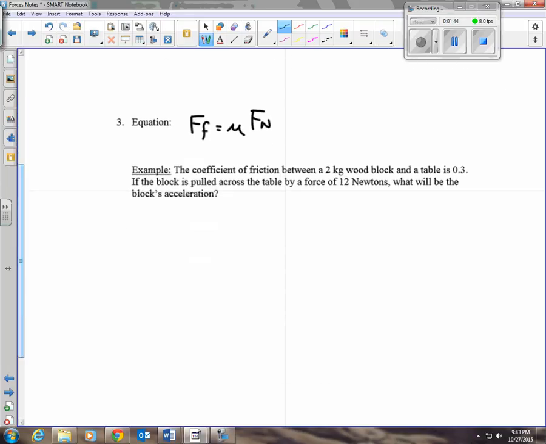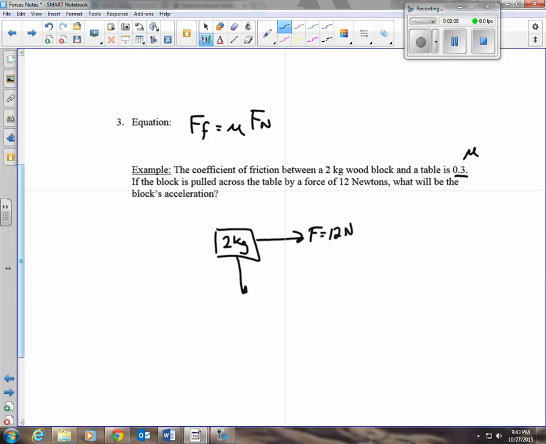So here's an example. The coefficient of friction between a block and a table is 0.3, so this is our coefficient of friction. It's being pulled across with a force of 12 newtons, and we want to know the acceleration. So we draw a free-body diagram. Label this as a 2 kilogram mass. It has a force of 12 newtons forward.